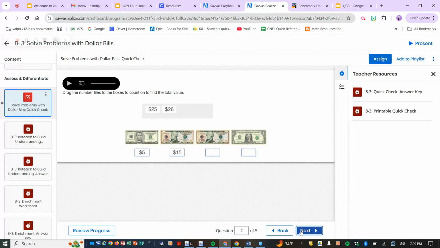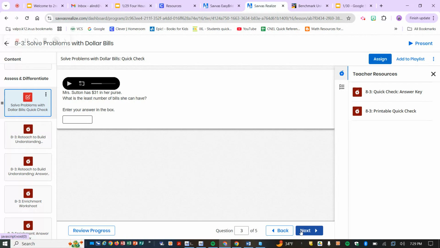Let's look at number 3. Mrs. Sutton has $31 in her purse. What is the least number of bills she can have? So we want to use the biggest bills that will work. Remember, today we're only talking about $20, $10, $5, and $1. I will give you a hint. You need to start with the $20 bill, then add from there using the next biggest bill, and then a $1 bill. This is asking you how many pieces of paper will she have. It's not asking you for a dollar amount. It's asking you how many pieces of paper if she wants the fewest number of bills that she can possibly have.